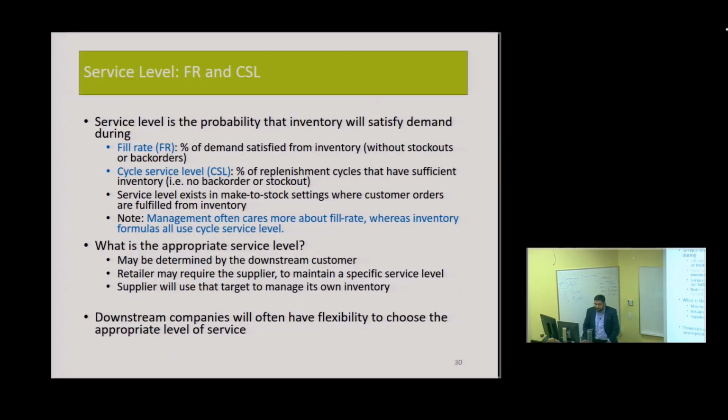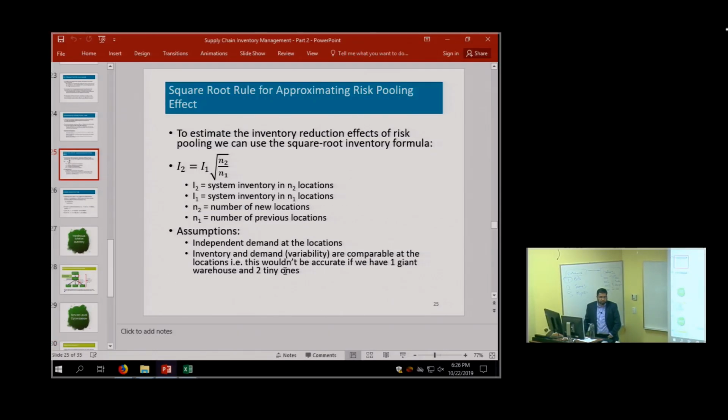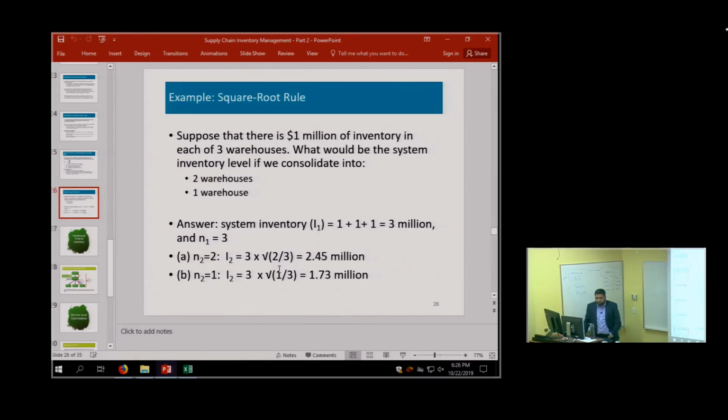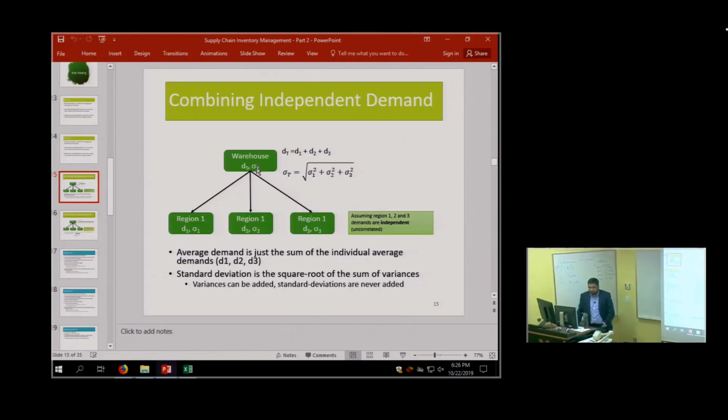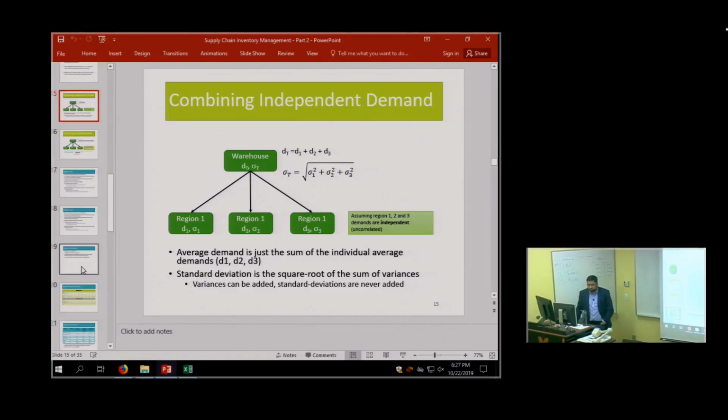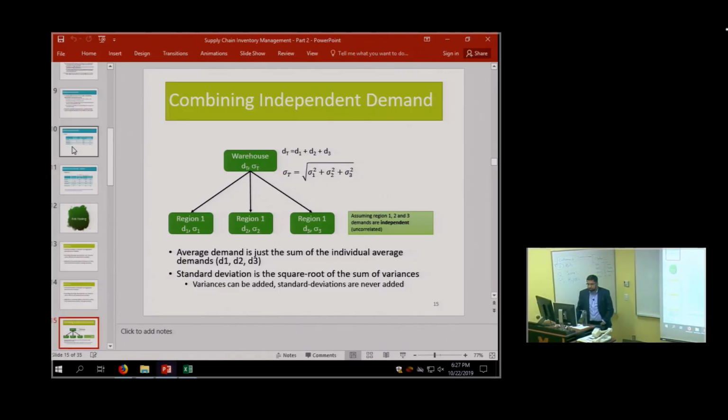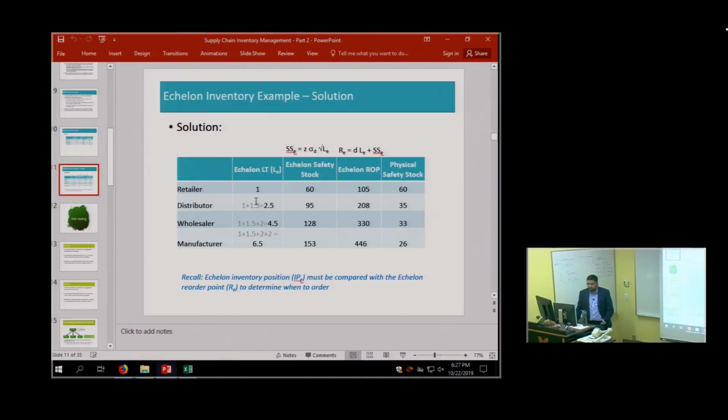Okay, let's go to our last topic, which is service level optimization. By the way, in terms of computation, you should know how to do this. Pretty straightforward. Okay, so a question like this you should be able to answer, and you should know how to do this, which is this example that we did right here. So calculate echelon lead time by adding them up, calculate safety stock and reorder point just like this. So this example you should know how to do.